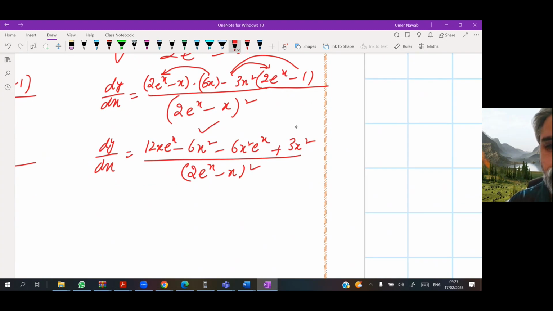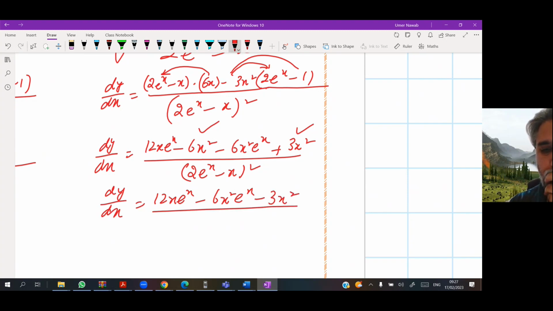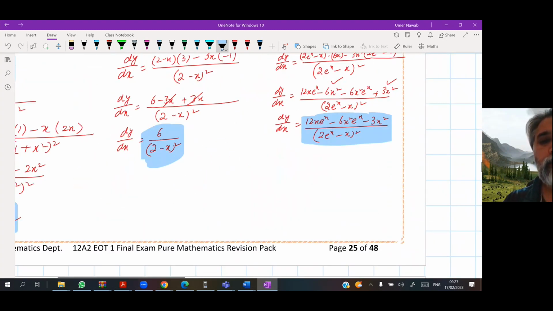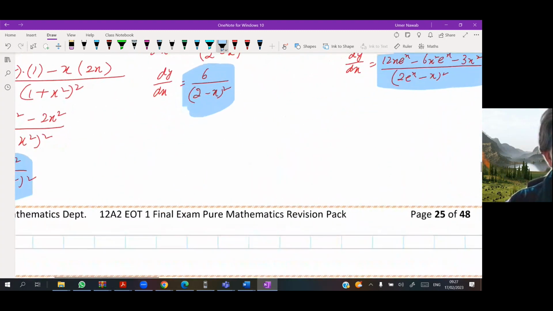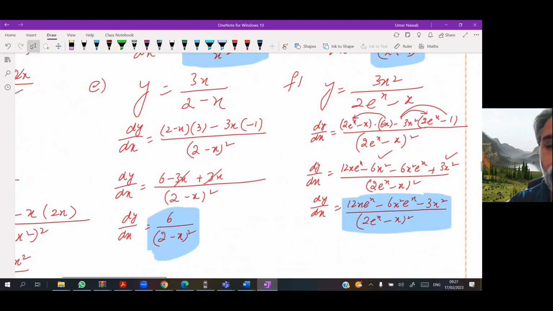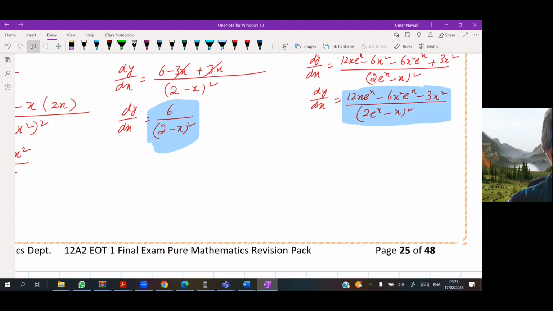I think they can be simplified. Minus 6x squared plus 3x squared is minus 3x squared. I think no need to simplify it further because x is common, but leave it here. So what did we do? We finished the f part. Now we go to the g part.